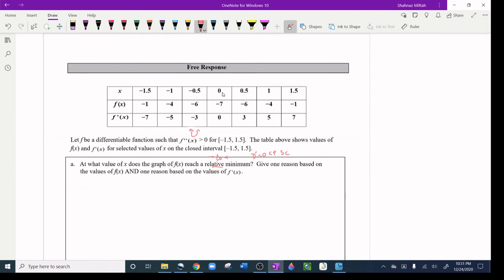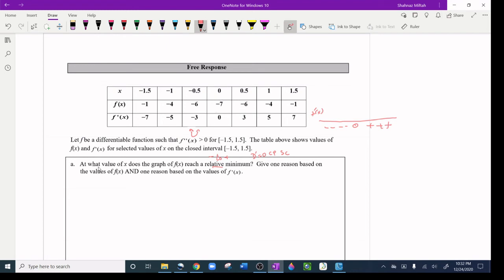At 0. So for example, if I make a sign chart for f prime x, then 0 is my critical point. If I pick something on the left side of 0, these are all negative values. On the right side of 0, these are all positives. So 0 is my relative minimum because I'm going from negative to positive.